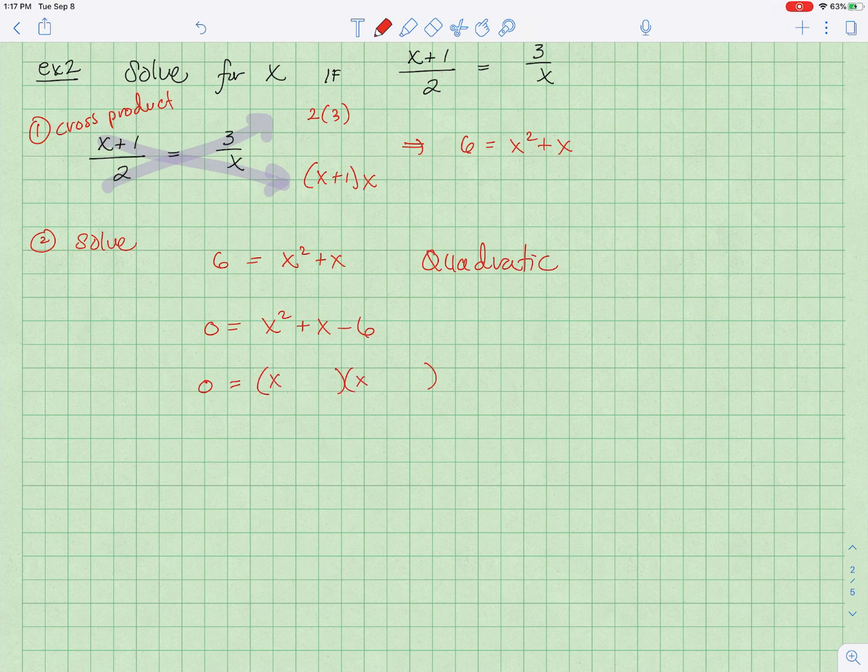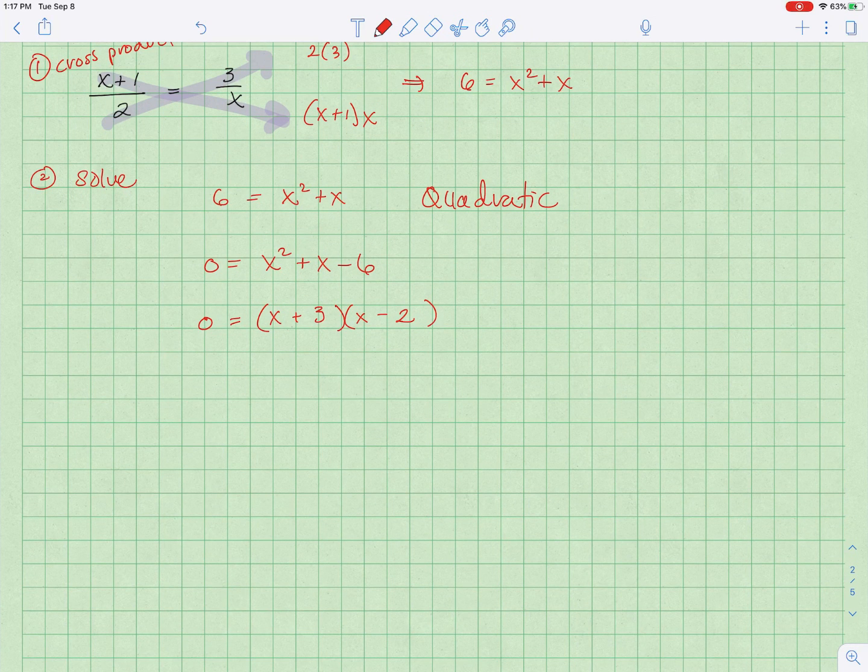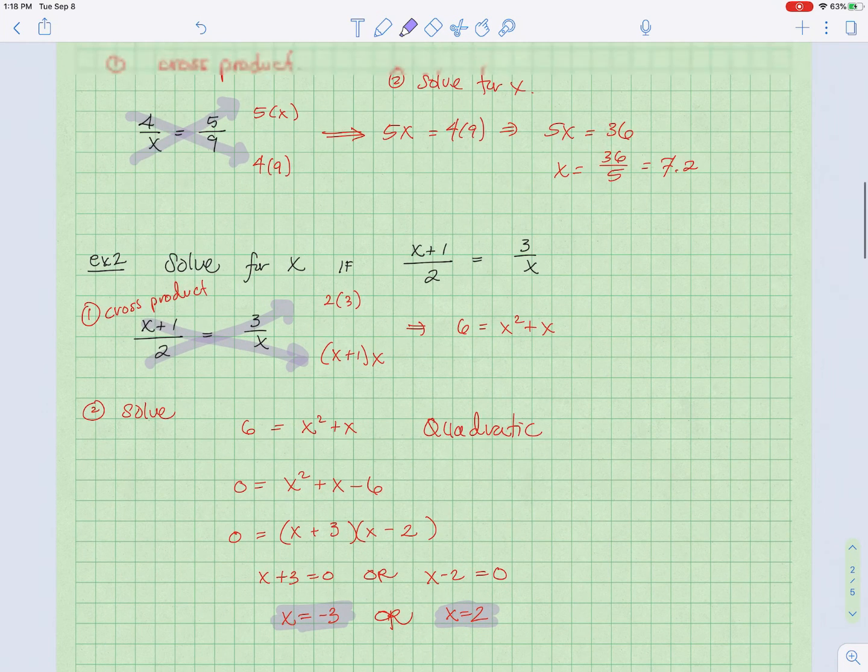Two numbers that multiply together to give me -6 but add together to give me 1, I feel like is a +3 and a -2. And then we'll break that up and we'll get either x plus 3 equals 0 or x minus 2 is equal to 0, in which case x equals -3 or x equals 2. And those are our two possible answers for this particular proportion. So those are the basics of setting up or at least solving a proportion that's been set up for you.